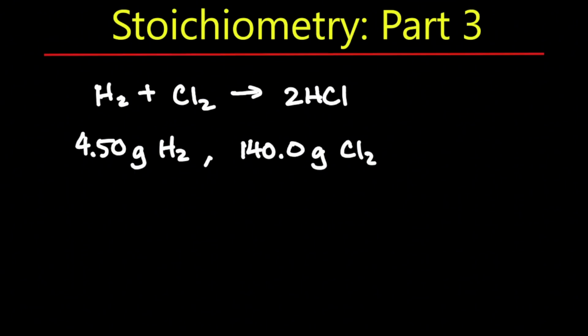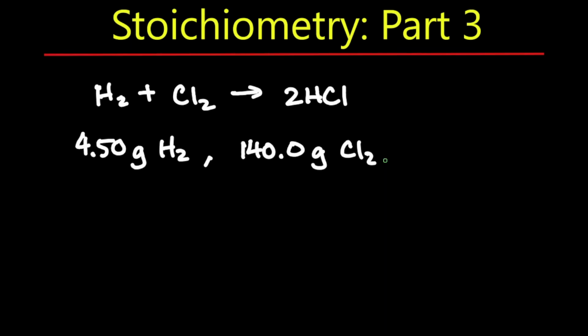Okay, so here is a limiting and excess question. Suppose we have hydrogen and chlorine, which are reacted according to the following equation: H2 plus Cl2 yields 2HCl. We have 4.50 grams of hydrogen and 140.0 grams of chlorine. The question is, what is the mass of HCl that will be produced? Now notice that we have limited amounts of each reactant. So we have to calculate how much each reactant will produce and take the minimum value.